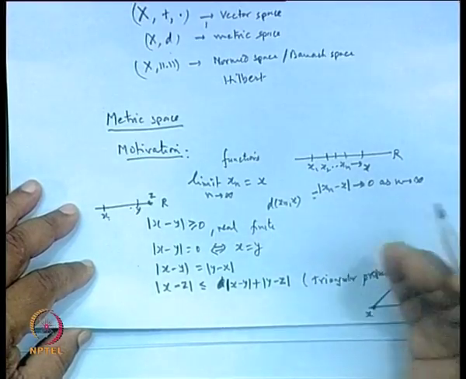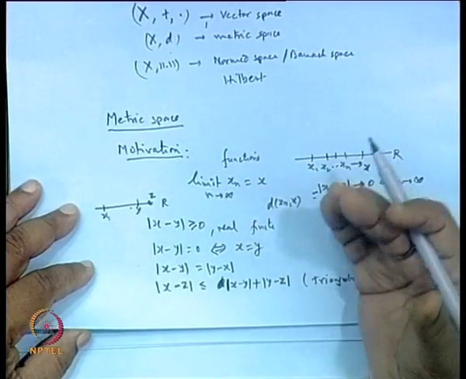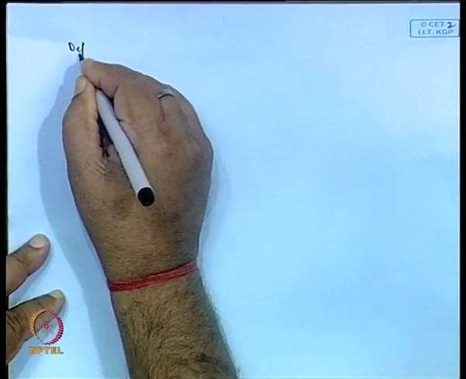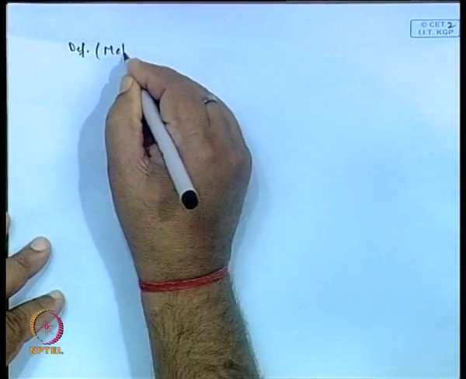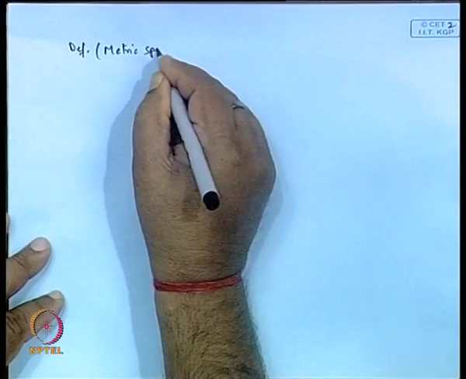So, when we replace this set of real numbers by an arbitrary set of points, then the question arises how to define the notion of the distance between two points of that set, and this leads to the concept of the metric space. Okay. So, we now define the concept or definition of a metric space as follows.